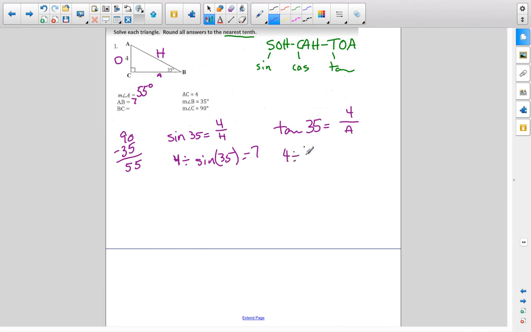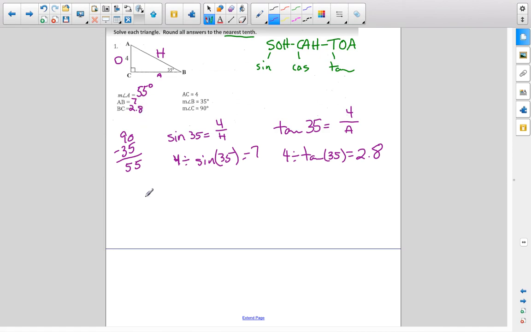4 divided by the tangent of 35 is what we're putting in our calculators. And again, don't forget to close your parentheses. 4 divided by the tangent of 35, 2.8008. So rounding to the tenths is just 2.8. Okay, everything's accounted for. We've got angle A, angle B, angle C, and we have the three sides, 4, 7, and 2.8.